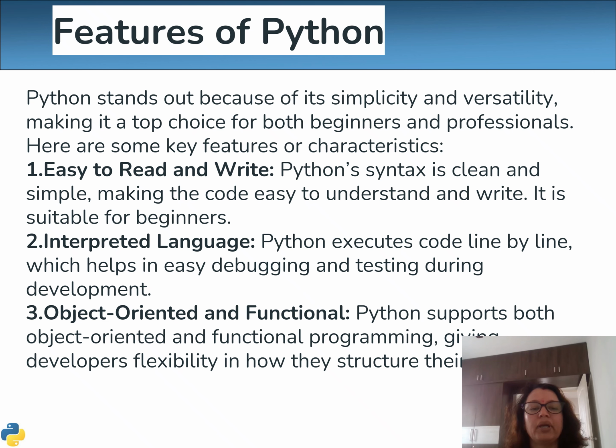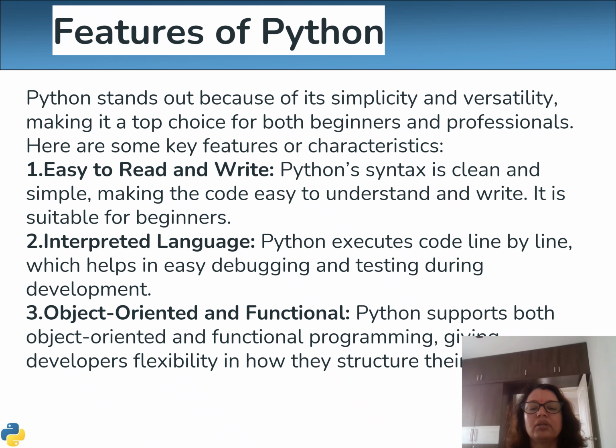Different features of Python. First one is easy to read and write. Python syntax is very simple, so it is easy to understand, and easy to read and write also. Python syntax is clean and simple, making the code easy to understand and write. It is suitable for beginners. Second one is interpreted language. Python executes code line by line, which helps in easy debugging and testing during development.